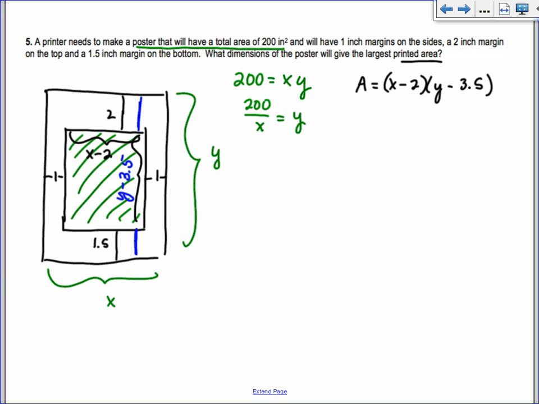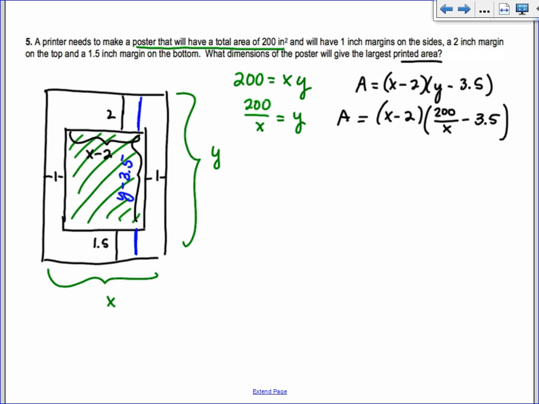Okay. So I need it all in terms of one variable, like A of x. So I'm going to replace the y. So I'm going to have x minus 2, and then I'm going to have 200 over x minus 3.5. This is what I was talking about. This is what makes this easier, because if you had done it the other way and you let the inside part be the x and y, then when you replace, you're going to have like x minus something there, and you're going to have to do the chain rule. Do you guys understand? Like when you take the derivative? Okay, so we have that.